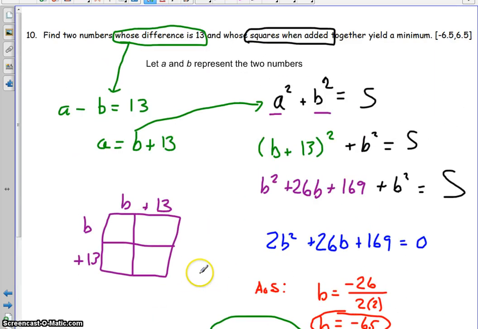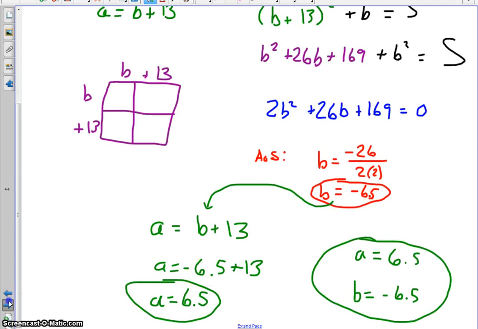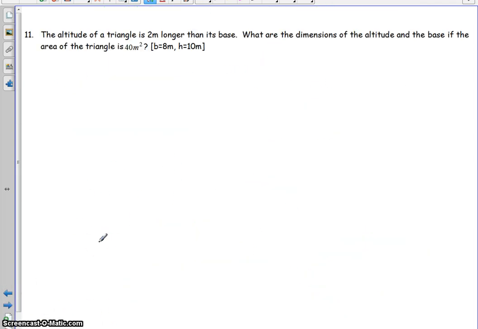Okay, so let's move on and try another one. So the altitude of a triangle, so the altitude meaning the height, okay, just get used to that terminology, is 2 meters longer than its base. Find the dimensions of the altitude and the base if the area of the triangle is 40 square meters. Okay, so let's draw out this triangle. It doesn't say what kind of triangle it is, if it's a right triangle or not. You can't assume it is. Let's just draw out the triangle.